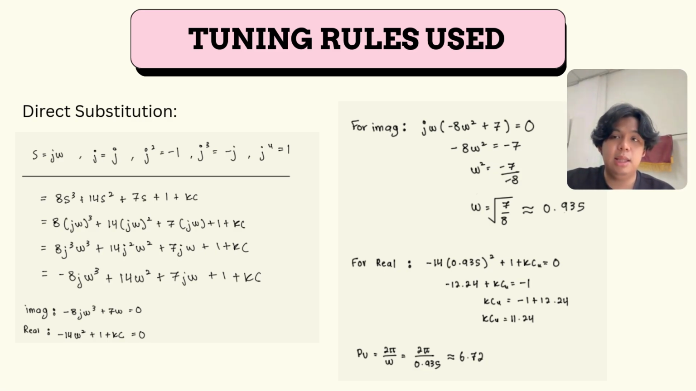Next, we calculate the ultimate period using the formula Pu equals 2π over omega, and we get 6.72 seconds. To summarize, the ultimate gain value we get is 11.24 and the ultimate period Pu is 6.72 seconds. These values are useful for controller tuning, especially in methods like Ziegler-Nichols.